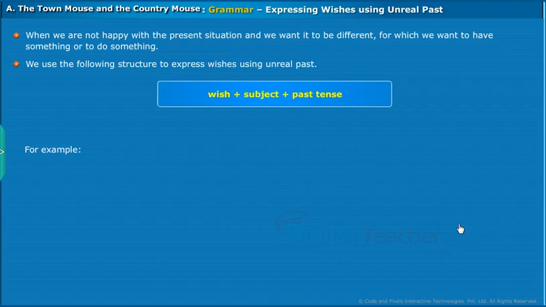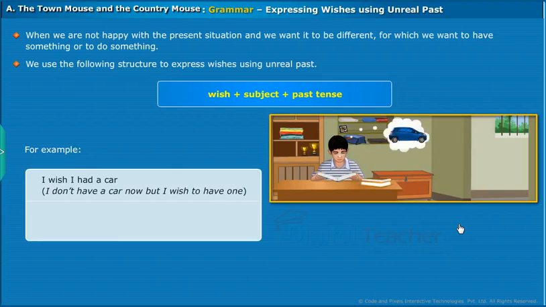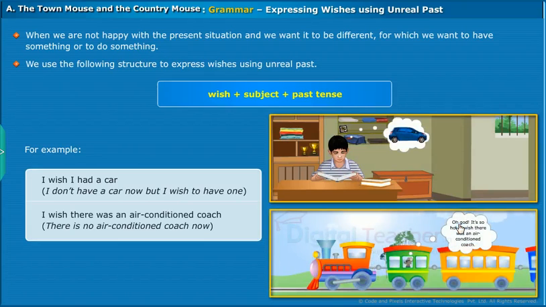For example, I wish I had a car. I don't have a car now, but I wish to have one. I wish there was an air-conditioned coach. There is no air-conditioned coach now.